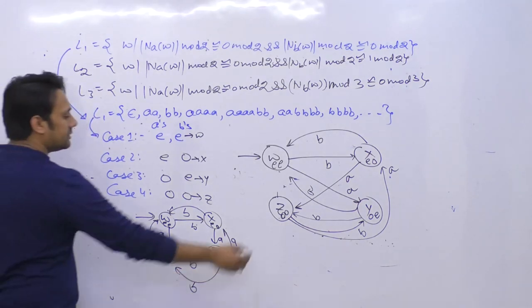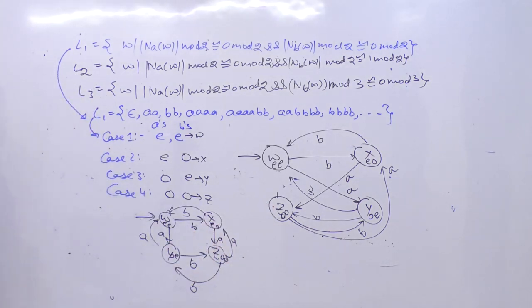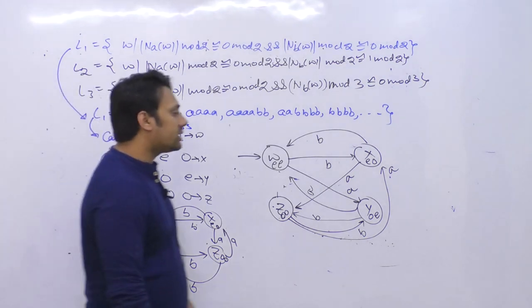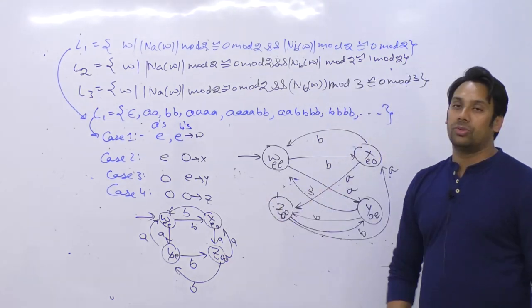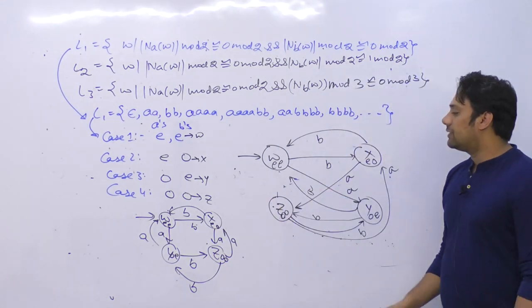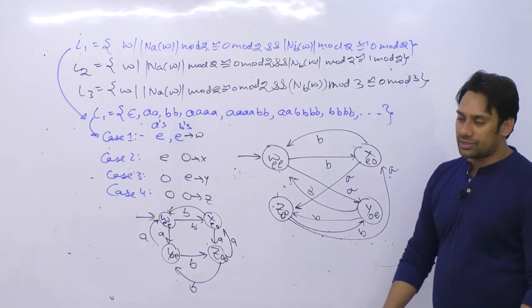So basically, this diagram and this diagram both represent the same thing. The shape is different, so shape doesn't matter. The only thing that matters is transitions. So both diagrams are representing one thing. And here there will be four cases, therefore there will be four states.